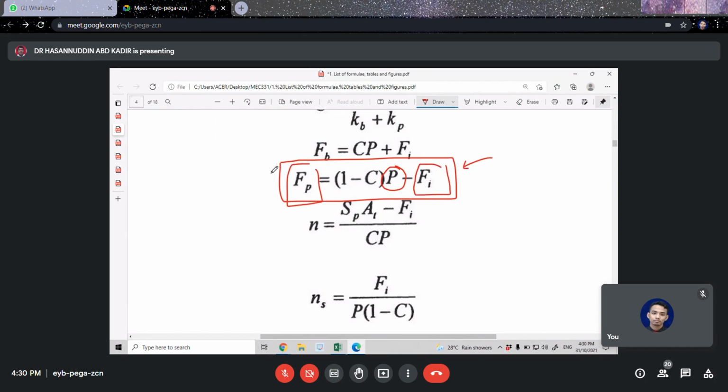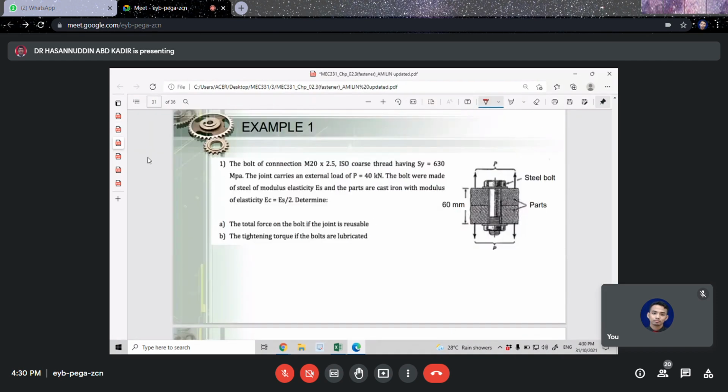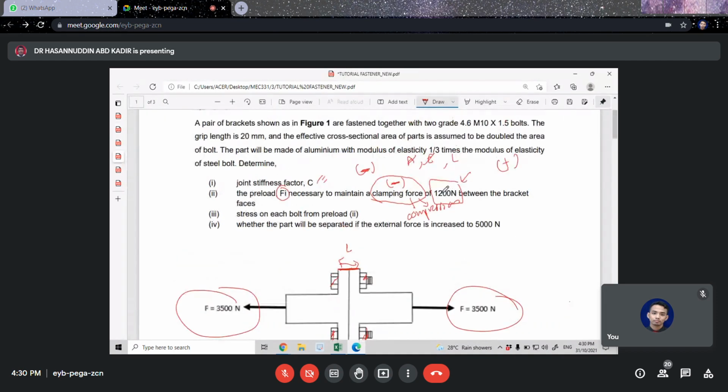Fp ni you already know. So Fp ni adalah bahagian sini, 1200 ni. This one is Fp, the force on the part. Then they ask you to find the Fi. So they have another 1 minus C tu. C you already know from here. Then you can put that in and find the value of Fi. Okay, bahagian sini, nanti kita akan tengoklah solution.